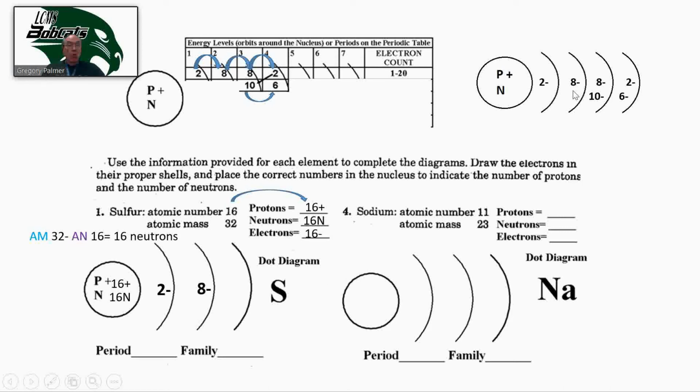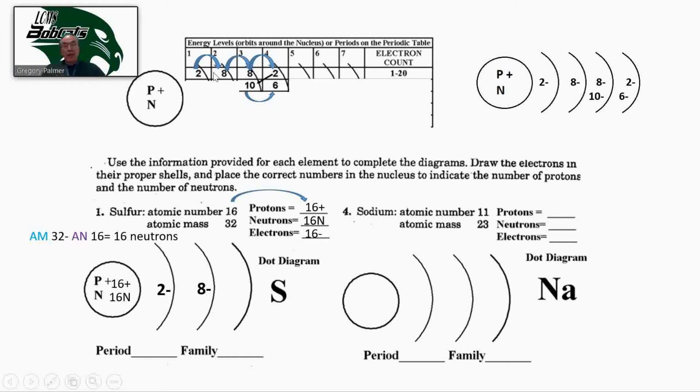We know that 8 more can go on this second energy level, since it'll hold up to 8, so we're going to put 8 more on the second energy level. Now we need a total of 16, so we're not done yet. 2 plus 8 is 10. So when it's full, we know we can go to the third energy level.